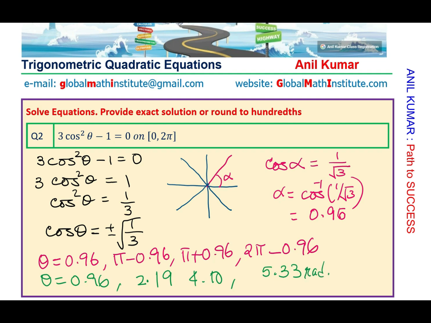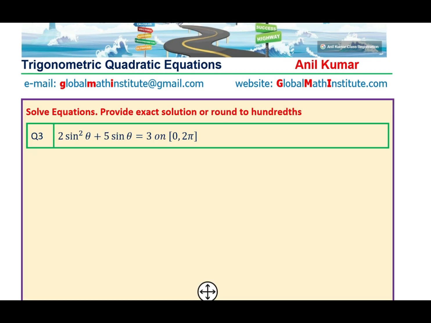So these are the angles in this particular case. I hope you are with me. So we have seen two examples in one. We use the special triangle, and here we use the calculator, rounding our answers to the nearest hundredths. So now here is question number 3 for you.